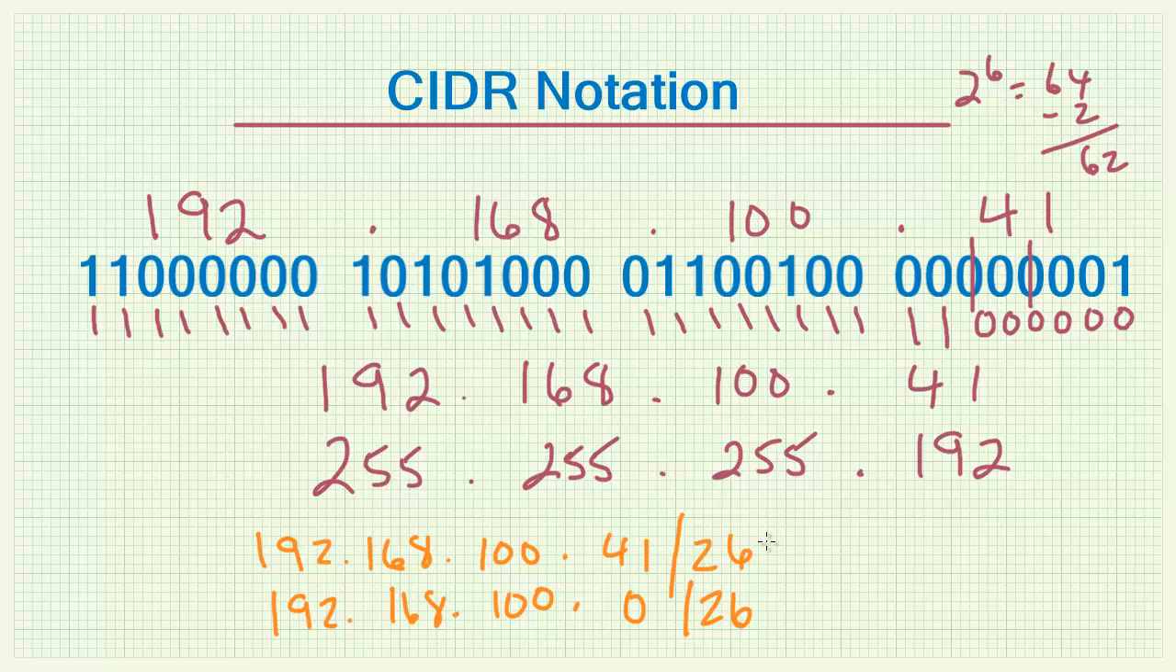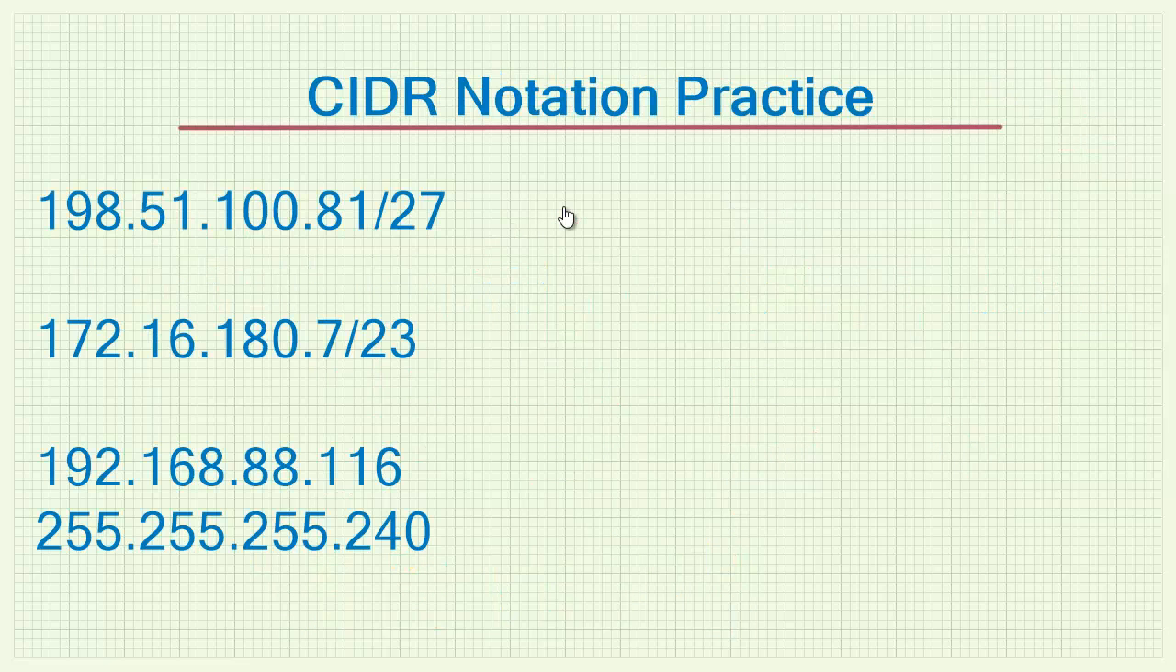So maybe you're given an IP address in decimal notation with a decimal mask. You need to easily be able to convert that to CIDR notation, or maybe you're given something in CIDR notation, you need to be able to quickly and easily convert that into the decimal mask equivalent. So what I'm going to do is put up some practice exercises on the whiteboard, and I'm going to have you pause your video and work through those using the techniques that I've shown you here, and then after we'll come back and go through them together and check our work.